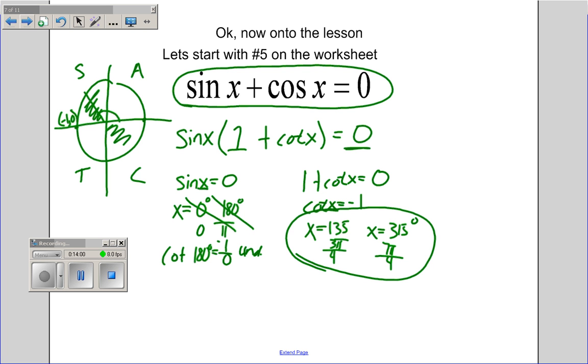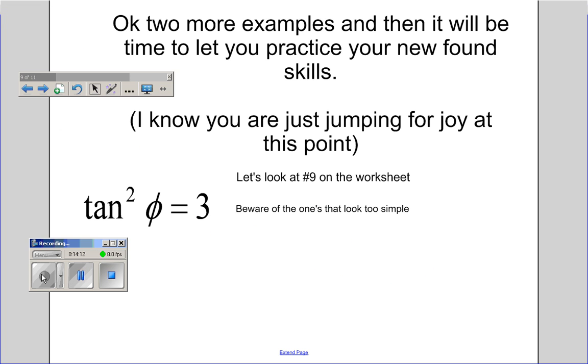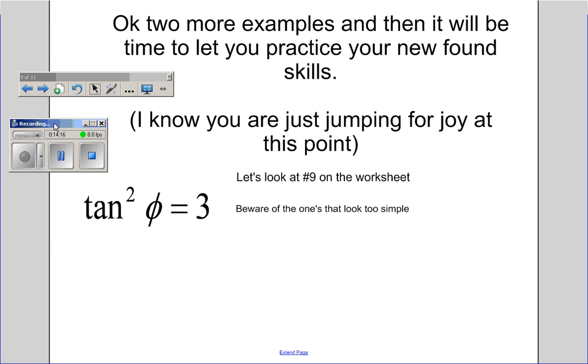Okay? All right. So we'll keep rolling. If you want to pause and rewind that to make sure you got it, go ahead and do so. But otherwise, we're just going to kind of keep going on here. Okay. So two more examples. I promise. Hang in there. We're getting there. We're getting close.